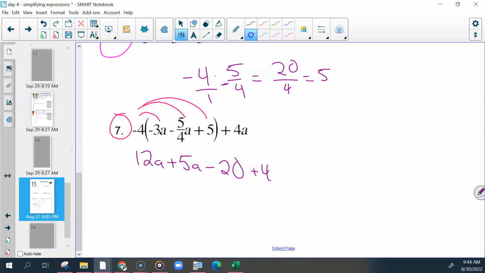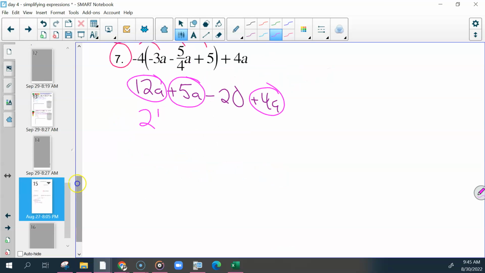And then we're going to bring out our formula. Our like terms are what? And what? So 12a plus 5a plus 4a gives us, if we do this out loud, how many a's? It's 20 something, not 3. It's 21. And then a minus 20 would just give our a back.